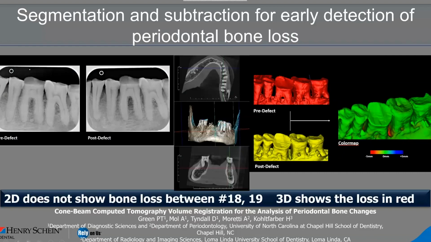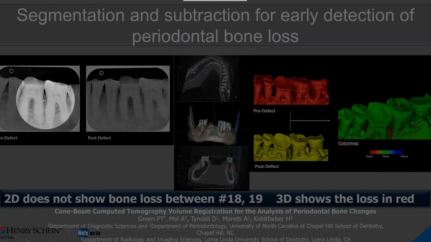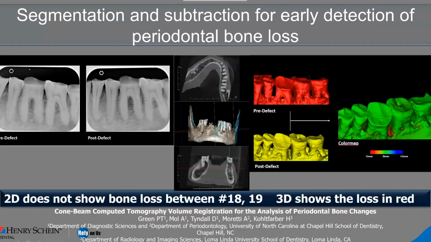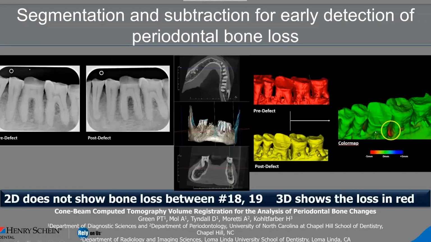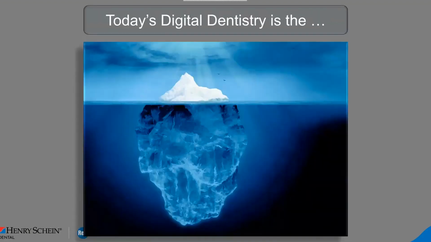And so this is a paper that we just published. We had a defect between our first and second molar. So this is pre-defect in the 2D, post-defect. That's pretty hard to see. But we can go ahead and segment at time 1 and segment again at time 2, overlay it, and then highlight in red any differences in bone over time. So this would be very, very easy to implement in our offices. So really our digital dentistry today is just the tip of the iceberg.